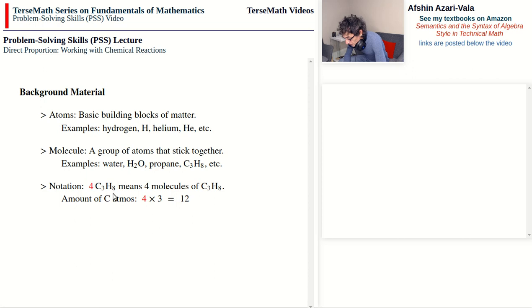And same thing for hydrogen. If one molecule has 8 hydrogens and you have 4 molecules, then in total you will have 4 times 8 or 32 hydrogen atoms. This is important because when we work with chemical reactions, we will always talk about so many molecules of C3H8 or so many molecules of H2O. And it should be clear to everyone that this means 4 of the molecule that follows, and to find the total number of atoms, you can multiply 4 by the subscript here to find the total number of carbon atoms, and 4 by 8 to find the total number of hydrogen atoms.